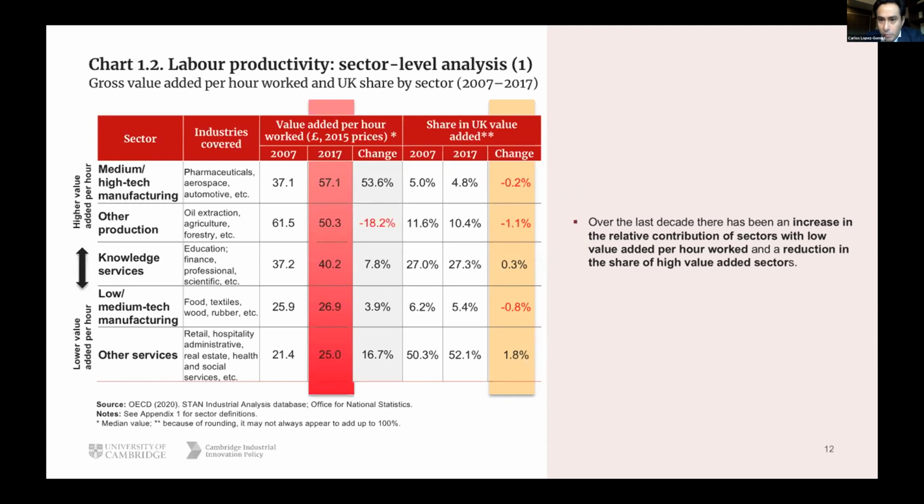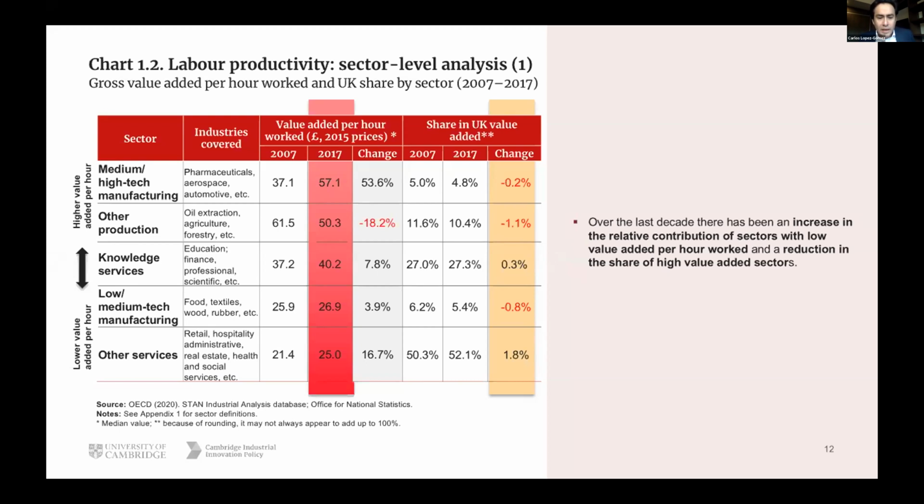And in the report, we present more disaggregated figures. Within knowledge services, for example, financial and insurance activities show the highest value added per hour. However, their share in UK value added has dropped significantly from 8% to 7% in 2017. So the contribution to the UK economy has been reduced.